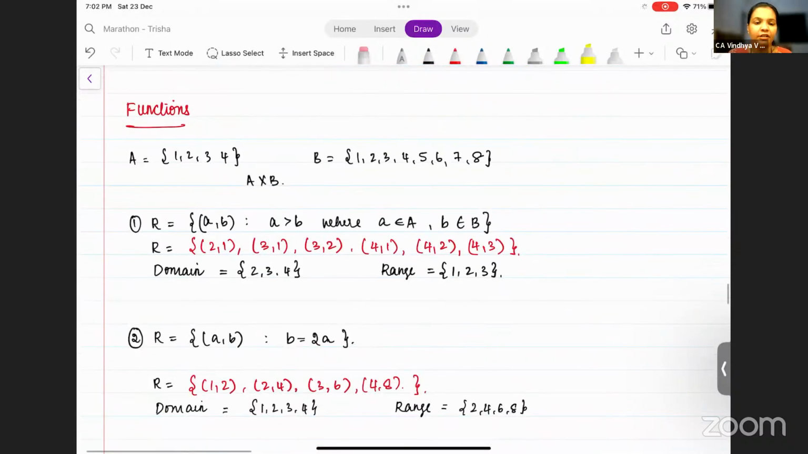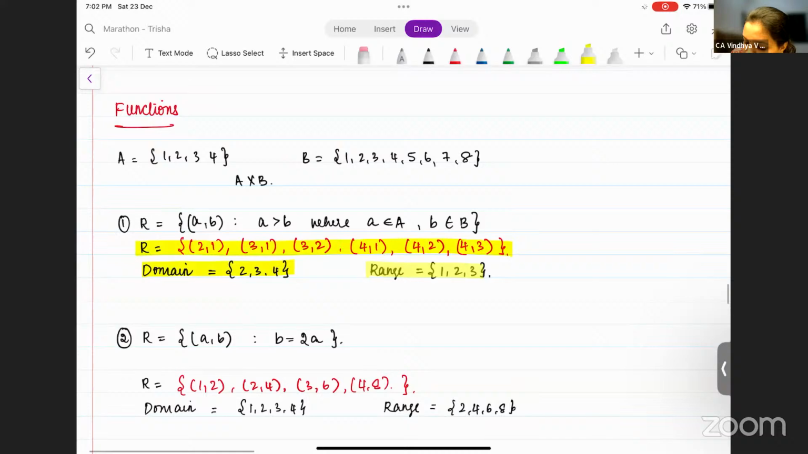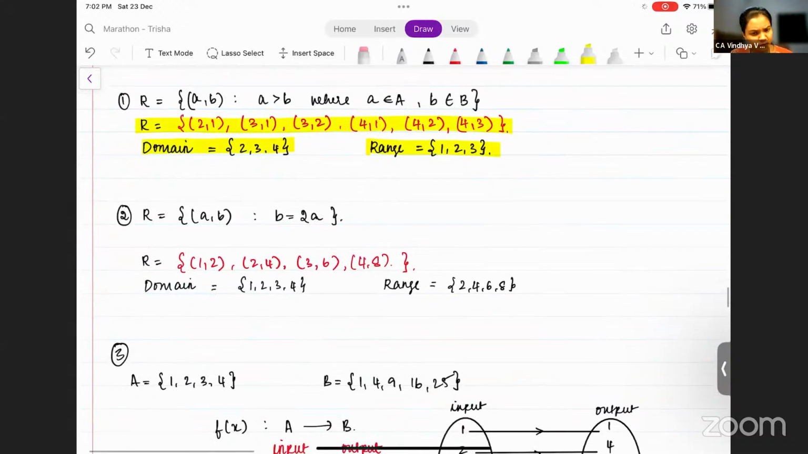Next, moving on to functions. Now, in case of a function, let's say we have here two sets, A and B. A has 4 elements and B has 8 elements, and 4 8s are 32. So total 32 elements will be there. But what I'm asking here is relation now. We are yet to go to function. Relation where A is greater than B. So if I ask you A is greater than B, you're going to give me these ordered pairs, where the domain is going to be 2, 3, 4 and the range is going to be 1, 2 and 3.